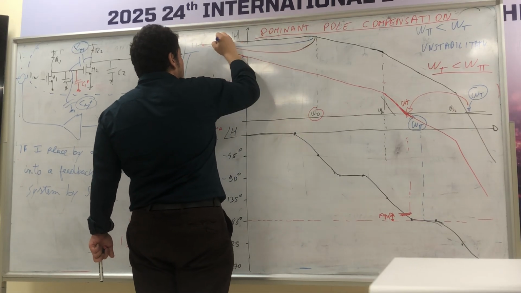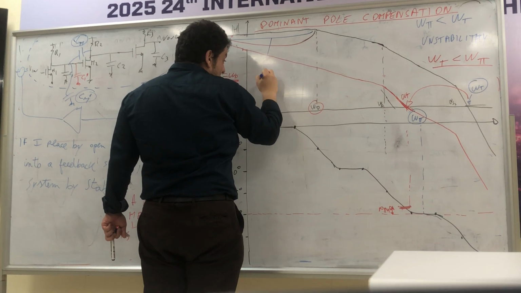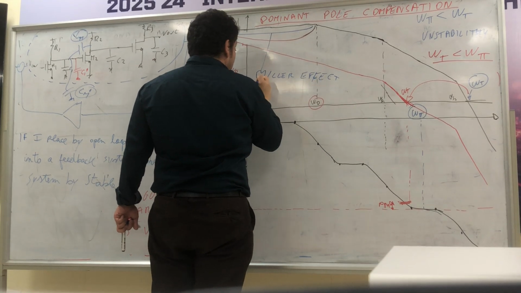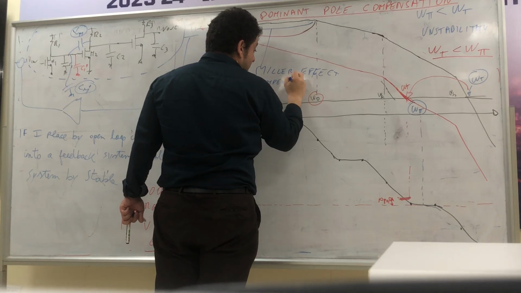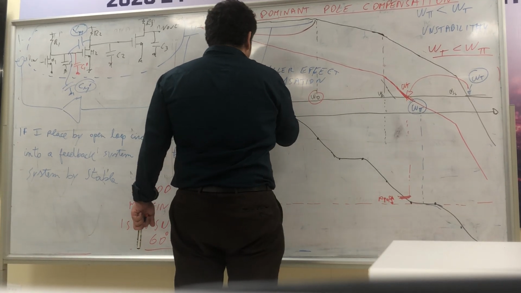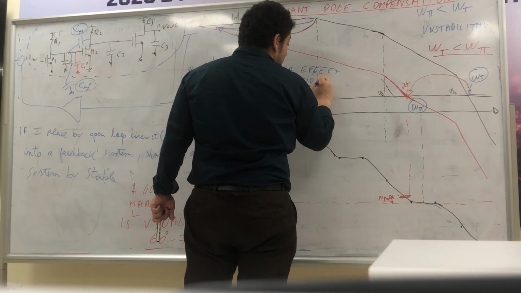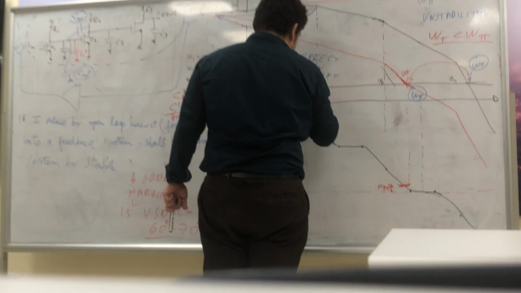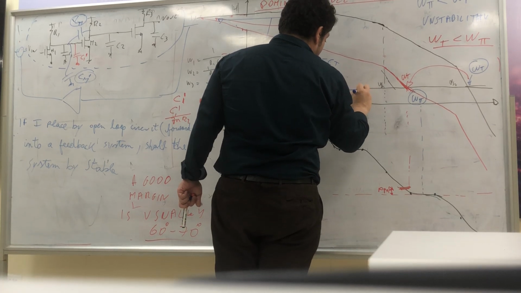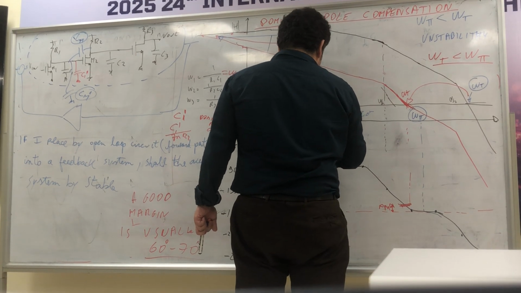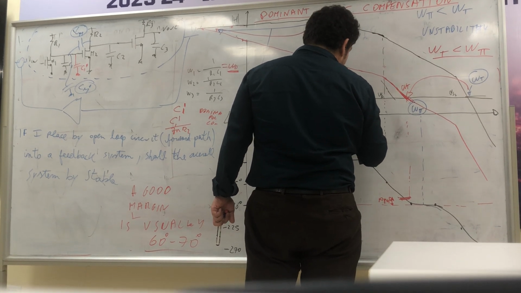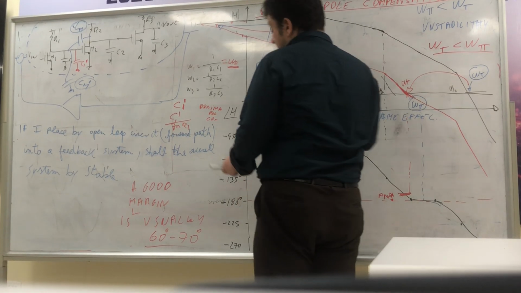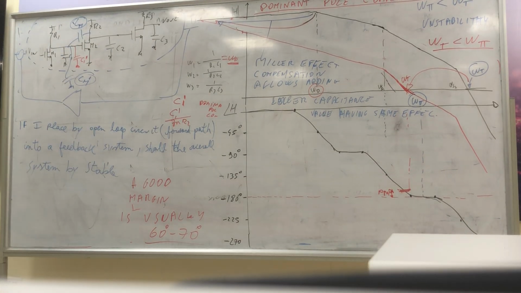Okay? So still we move the pole here. So Miller effect compensation allows adding a lower capacitance value, having the same effect. Okay? And actually time is over.